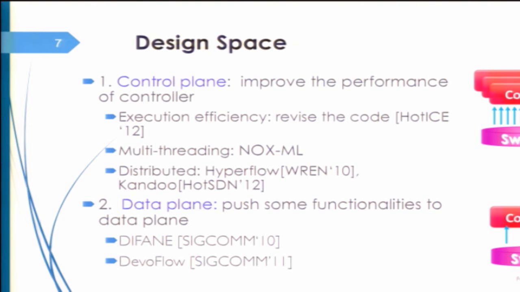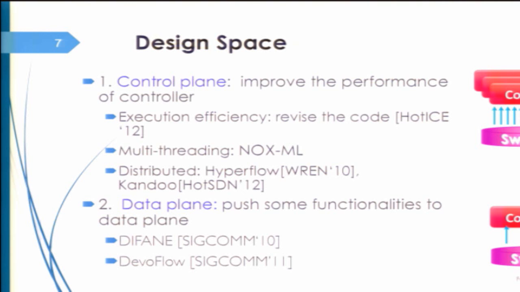One possible direction is to improve the executing efficiency of the network operating system. That is, revise the code of the operating system to get a controller with more capabilities. There is some work doing this. We can also provide some multi-threading techniques to solve the controller problem. This also uses a single controller, but we can revise the code to get higher performance.